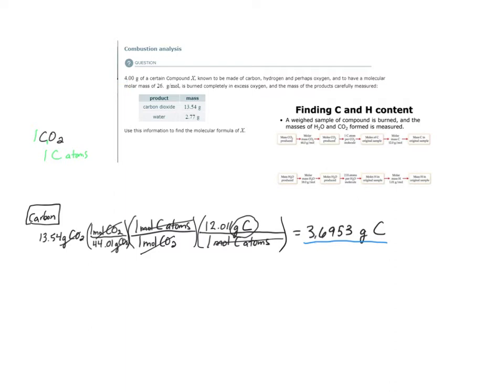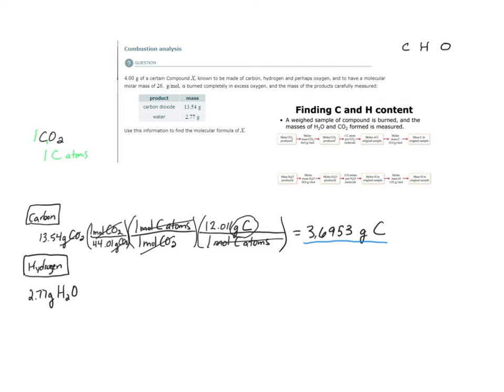Right? Now let's do the same thing, but for the hydrogen. Because combustion analysis works for organic compounds. Organic compounds, again, have carbon, hydrogen, and sometimes oxygen. So we know there's hydrogen in this, just not how much. So let's start with our mass of water, 2.77 grams of water. Why are we starting with water?